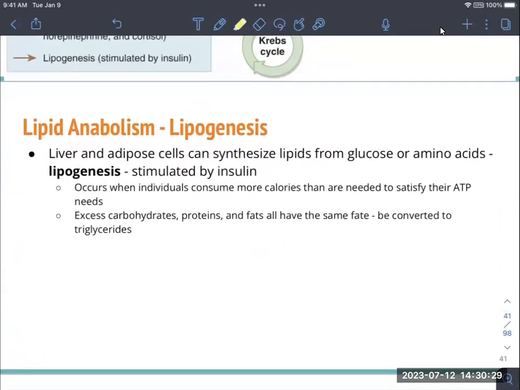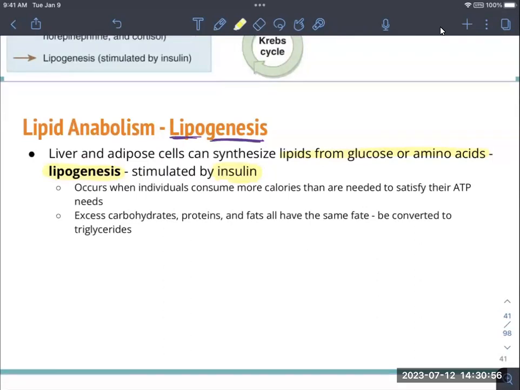Lipogenesis. Lipo for lipids, genesis, we're building. We're building lipids. So our liver and our fat cells, those adipose cells, they can make lipids from glucose, amino acids, through this lipogenesis. Insulin causes us to build fat.